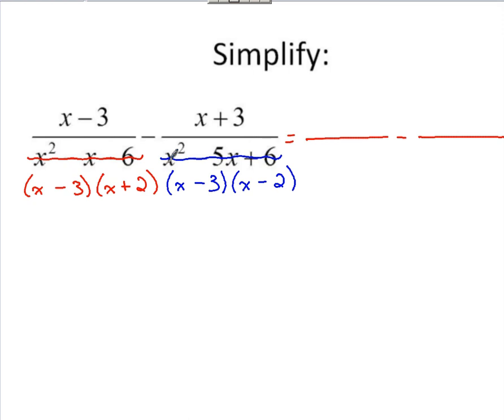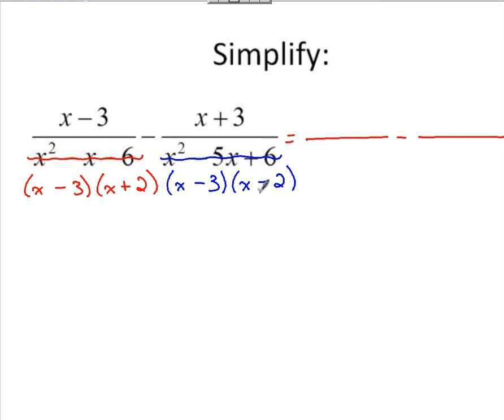As you look at all the distinctive factors that need to be included in your least common denominator here, notice you got an x minus 3 here, x minus 3 here. We're going to need to include an x minus 3. Got an x plus 2 in at least one of these, so we need one of those. And we have an x minus 2 in at least one of these, so we got to include one of those. We're going to have 3 factors that make up our least common denominator.